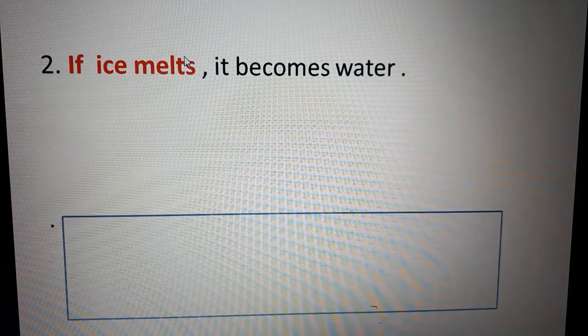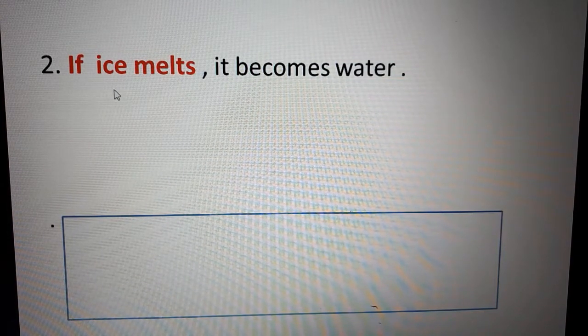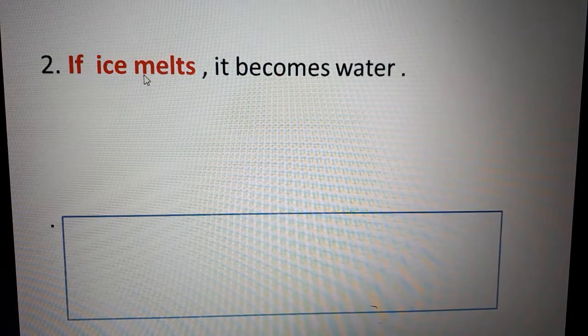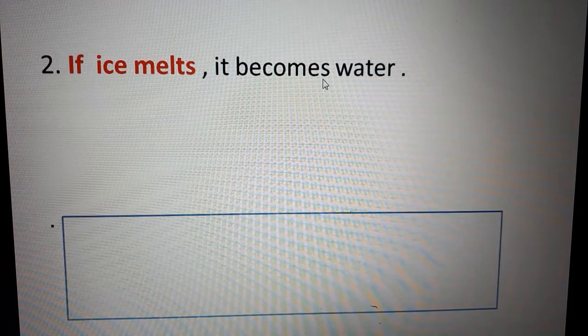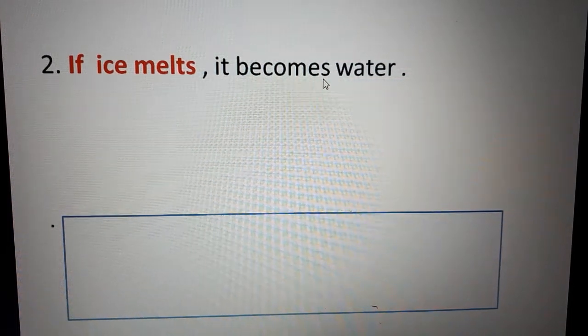Now why do we add s? We add s because the subject is singular, ice, an uncountable noun. The second, it becomes water. Where is the verb here? Becomes, that's right. Now why do we add s with becomes? Yes, because the subject is it. From this sentence نستنتج من هاي الجملة that with the if clause we use present simple, and with the main clause we use the present simple also. Good.